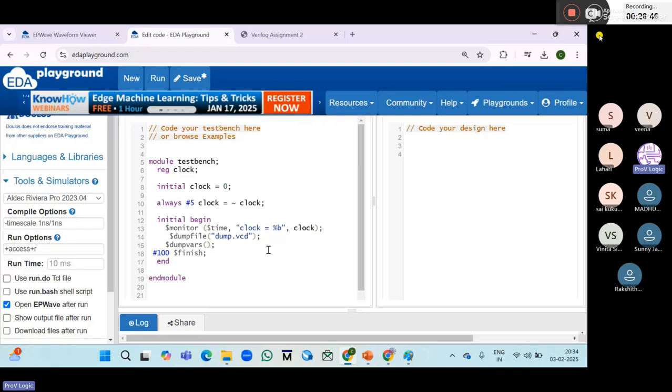Dollar display and dollar strobe. Well, no idea, ma'am. Actually, we will discuss these things in the verification concept, but as you got the doubt, I will explain.